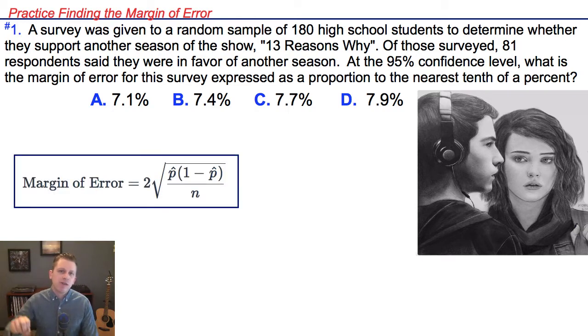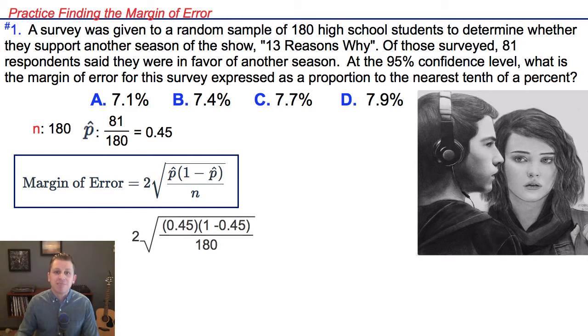For the margin of error formula, you only need two pieces of information. You need to know the proportion of people in your sample, and you need to know the number of people in your sample. In this case, we surveyed 180 high school students, so that will be our n value. Then we need to find the proportion of people that said they would support another season of the show, 13 Reasons Why. Well, this is 81 people out of 180. That gives us 45%.